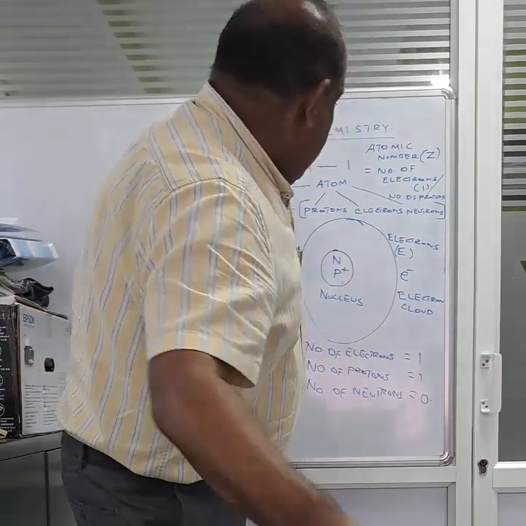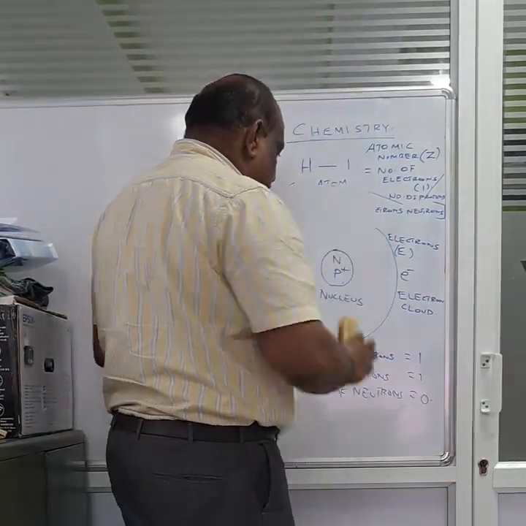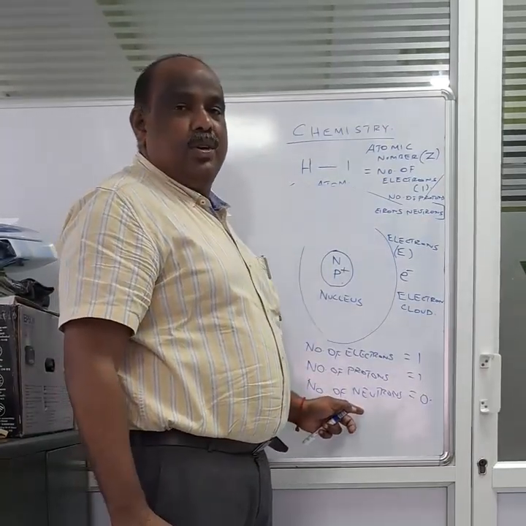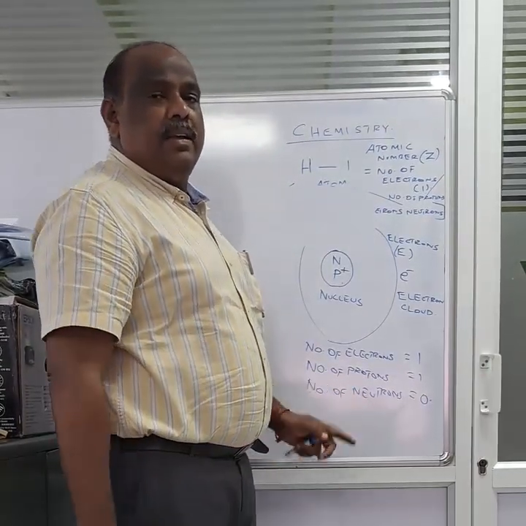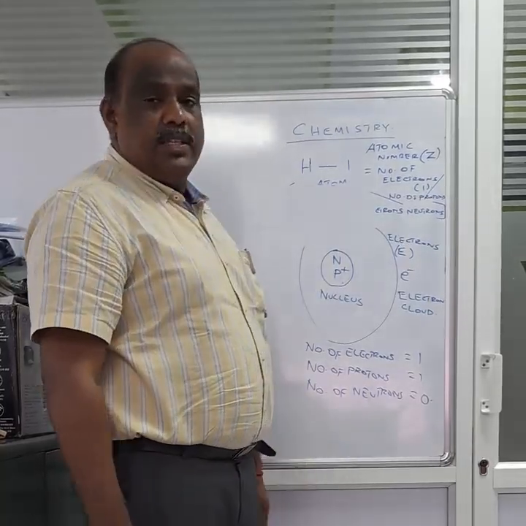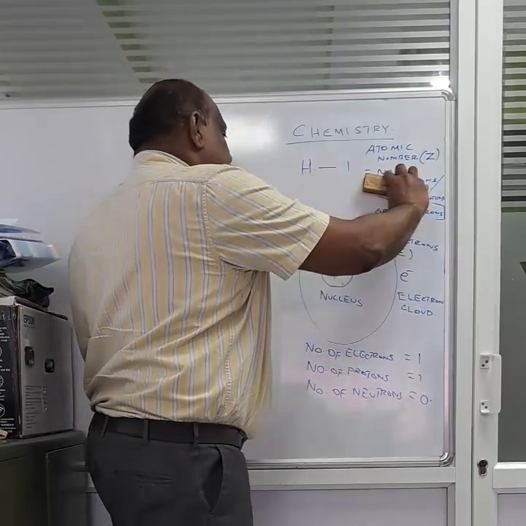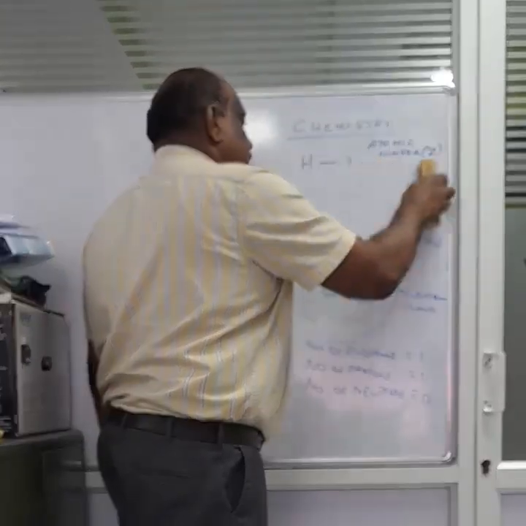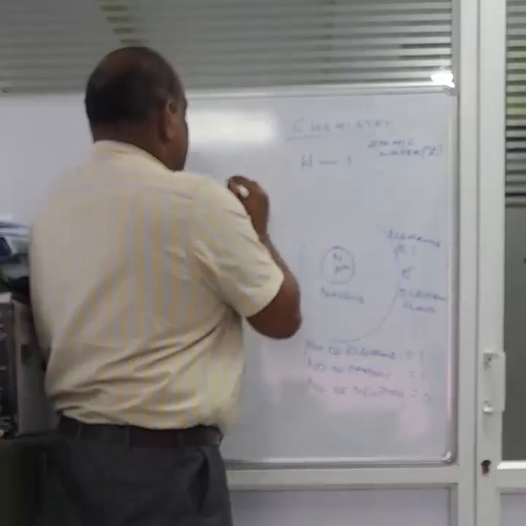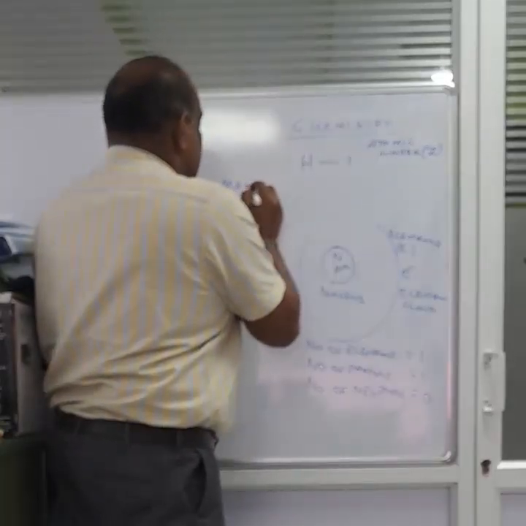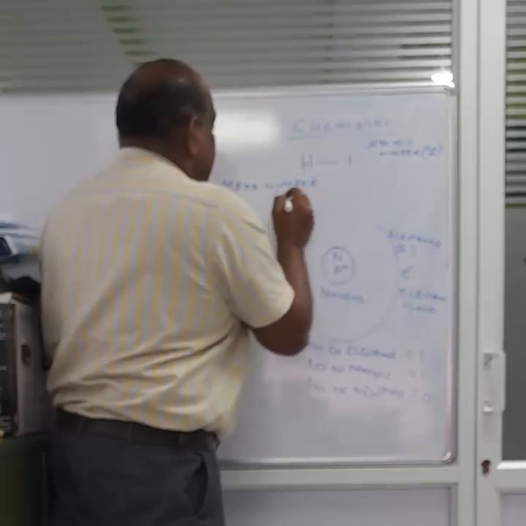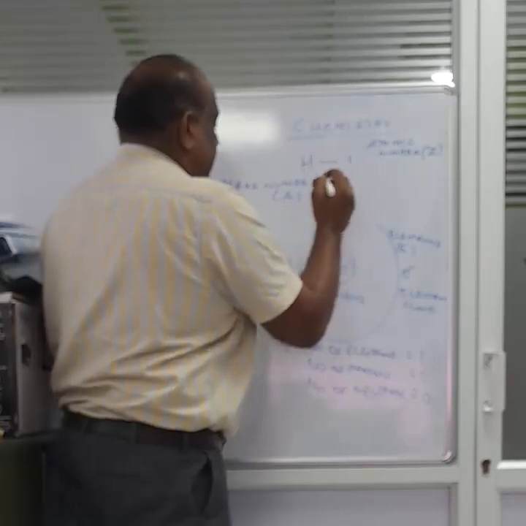Now, in case of the hydrogen atom, there are no neutrons, whereas in case of other elements, we will have neutrons also. But hydrogen is a peculiar element where the number of neutrons is 0. Let us define here itself what is meant by mass number. The mass number is generally designated by capital A.